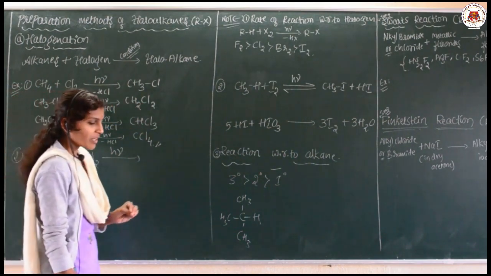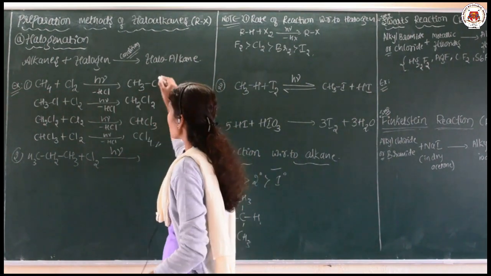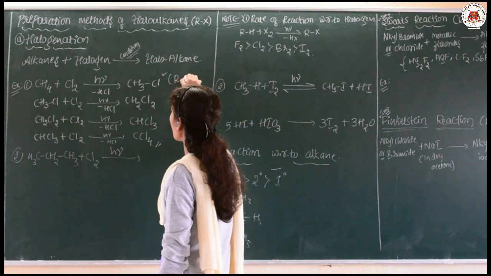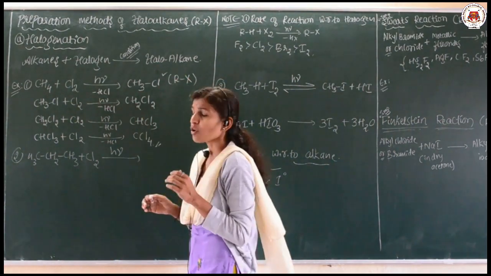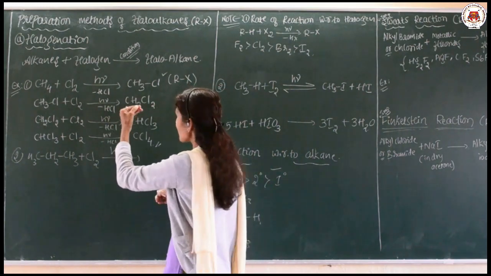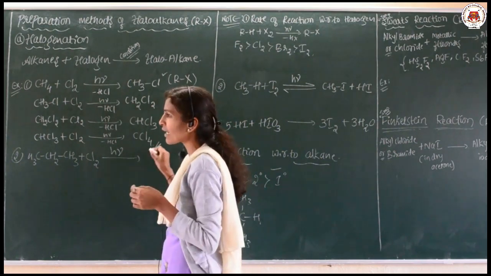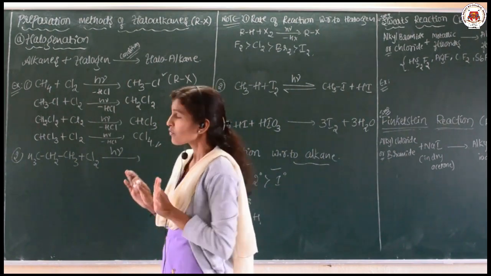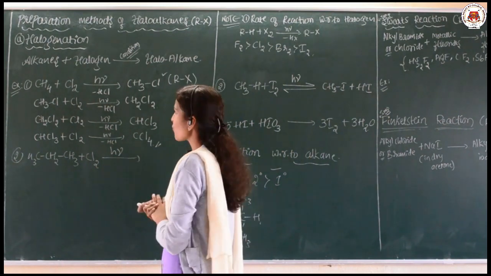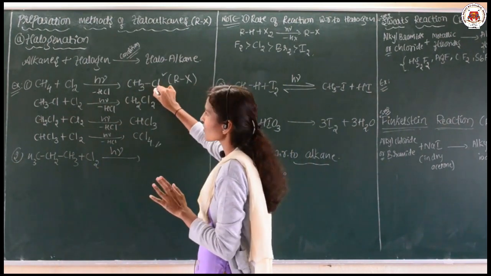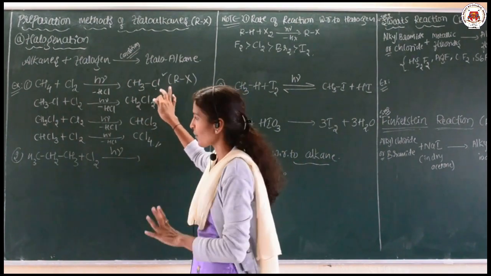So this method has quite a drawback. Why does it have the drawback? We want the product only in the form of RX. If I want to prepare only CH3Cl, it is not possible here because this proceeds by the free radical mechanism, so the reaction continues until we get CCl4. So we have to study all four steps here.